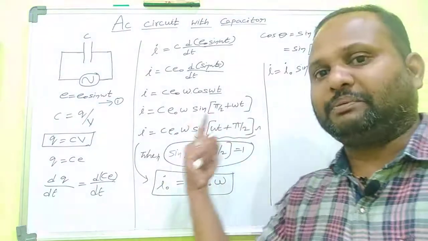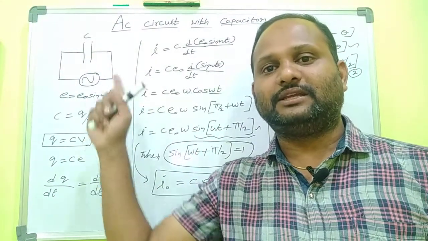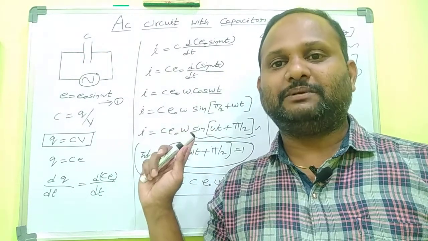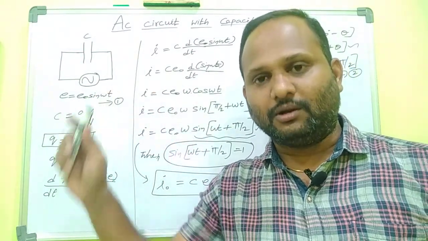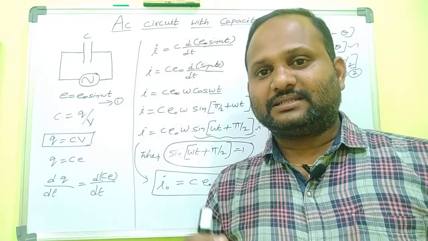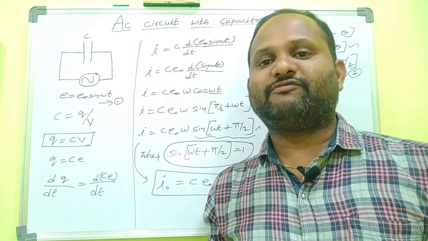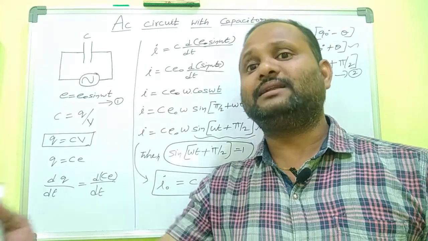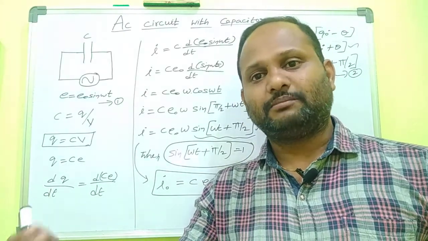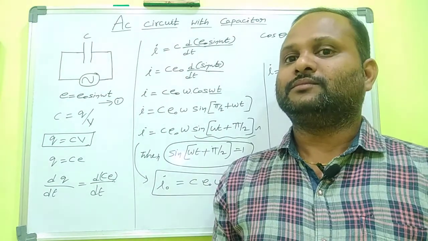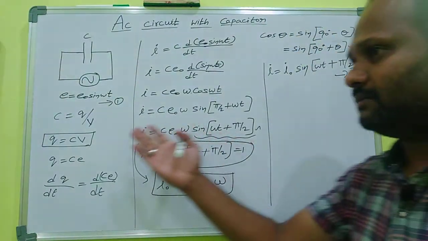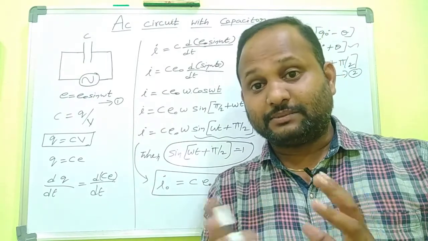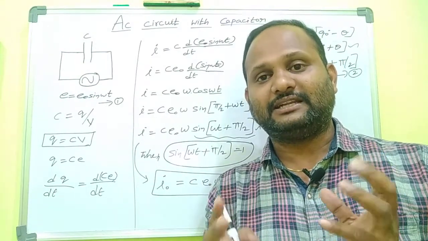So there is a phase difference between EMF and current. Here current is omega t plus pi by 2, EMF is omega t. So current leads the EMF by the phase angle pi by 2, or current is ahead of the EMF by the phase angle pi by 2. Otherwise we can say EMF lags behind the current by the phase angle pi by 2. Whatever it may be, there is a phase difference between E and I, that is pi by 2.